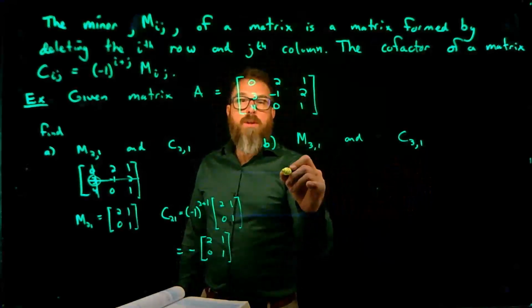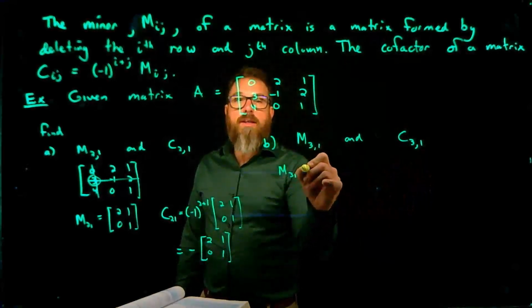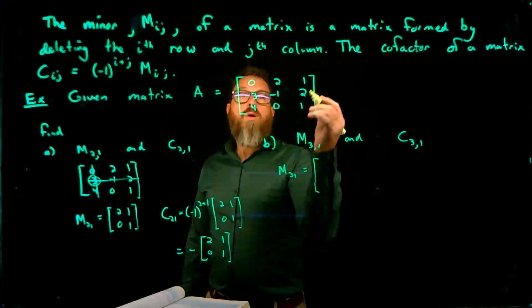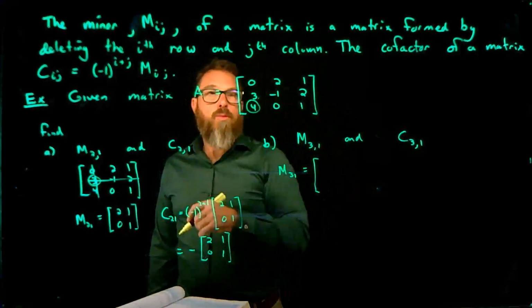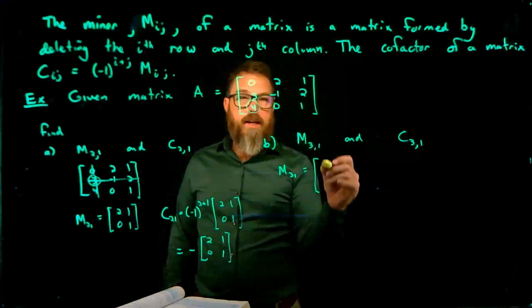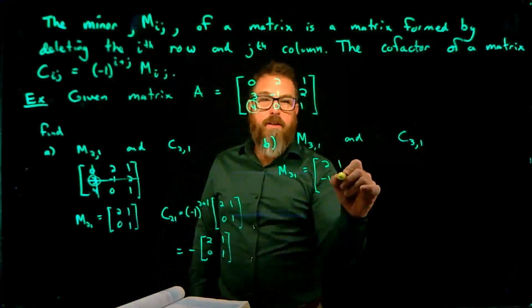Now if I want to find the minor of 3, 1 and also the cofactor of 3, 1, we know that the minor 3, 1 is going to be equal to, well, I'm doing this. This is going to be third row first column. So I'm going to delete that row, delete that column. So we know we're going to have 2, 1, negative 1, 2.